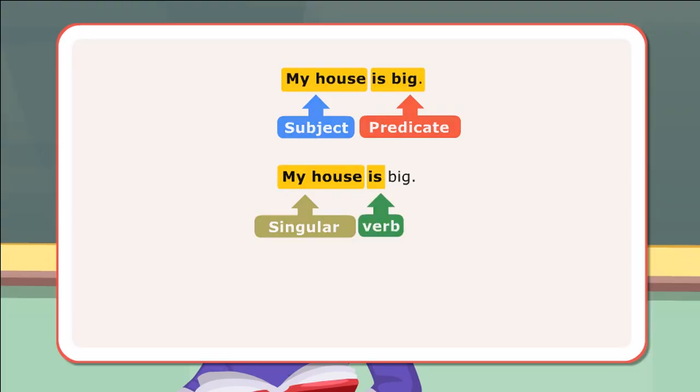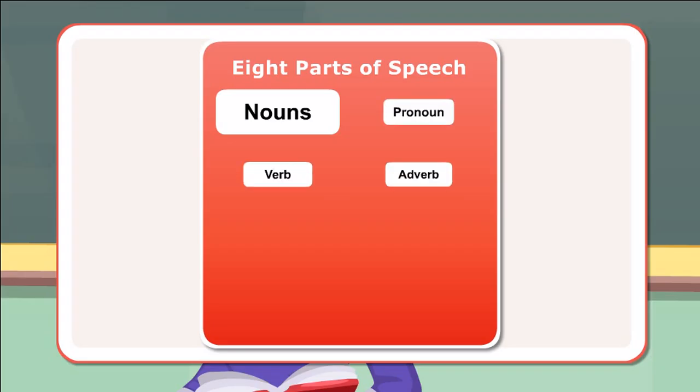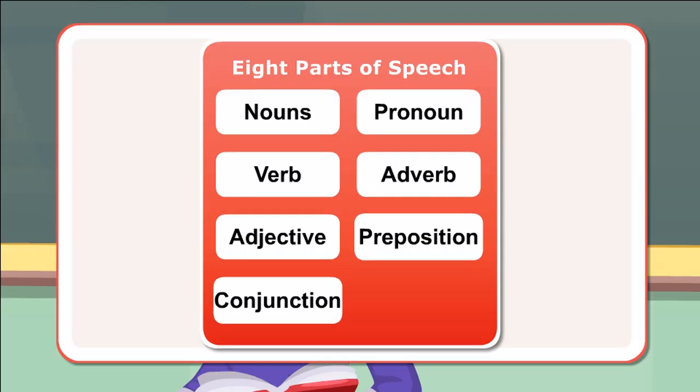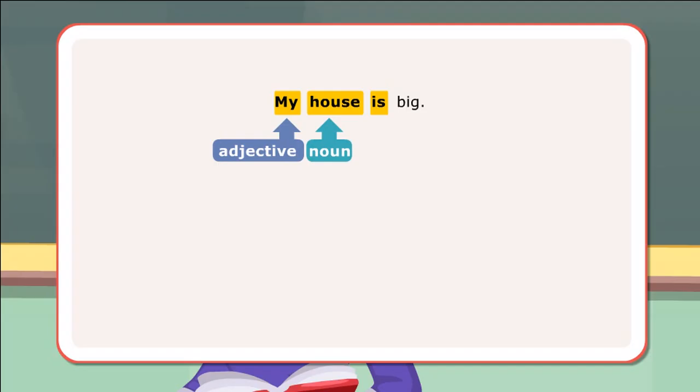There are 8 parts of speech that appear in a particular structure in a sentence. These are nouns, pronoun, verb, adverb, adjective, preposition, conjunction, and interjection. Example, my adjective, house noun, is verb, big adjective.